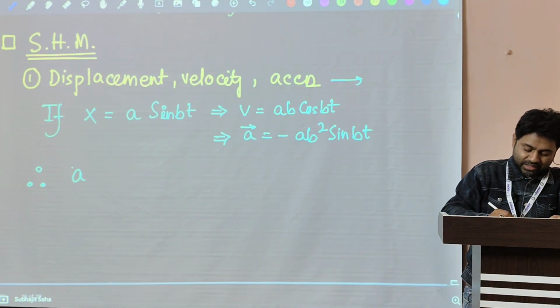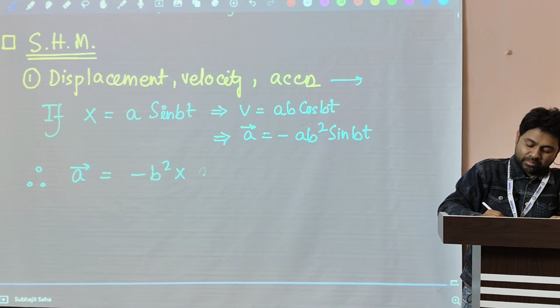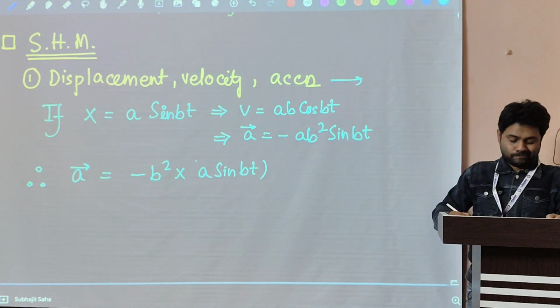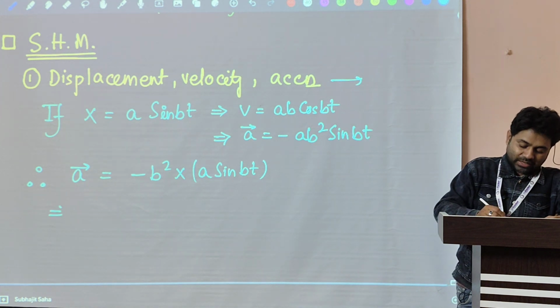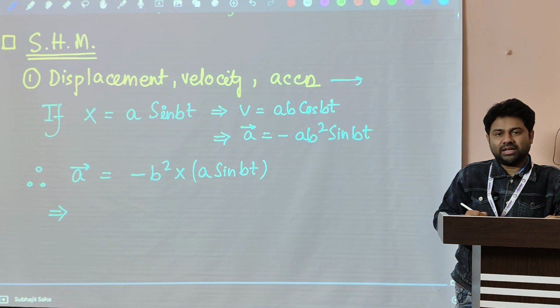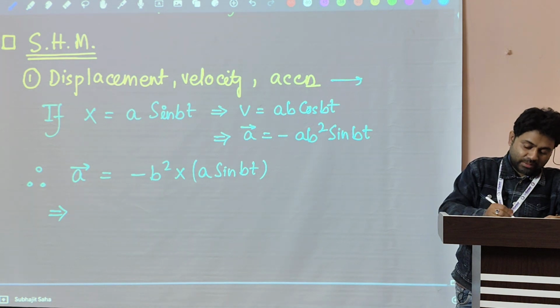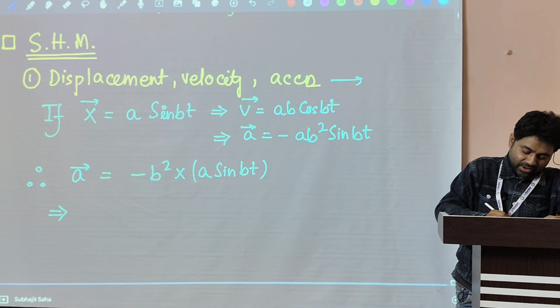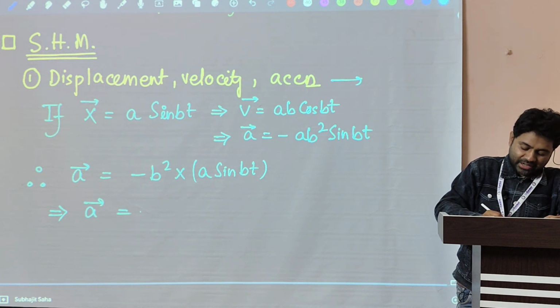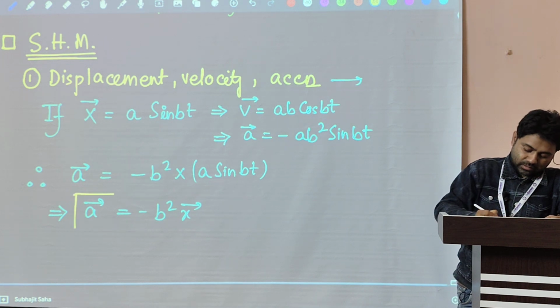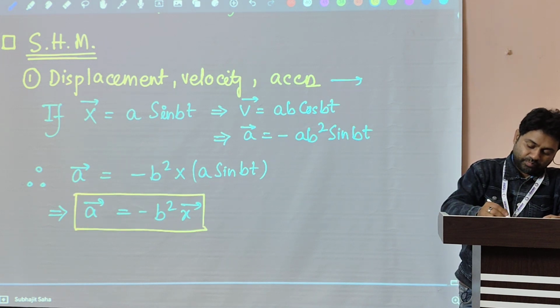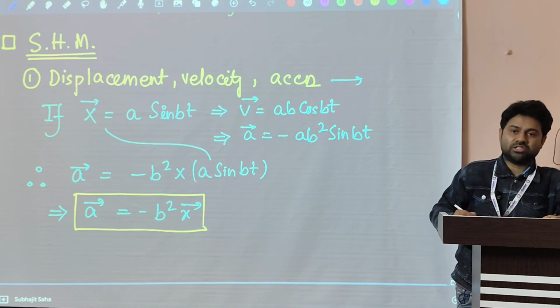So acceleration can be written as minus b square a sin bt, but a sin bt is the displacement of the particle x. Now put vector notation everywhere. So you can write acceleration vector equals to minus b square times displacement vector, since a sin bt is x, as you can see.